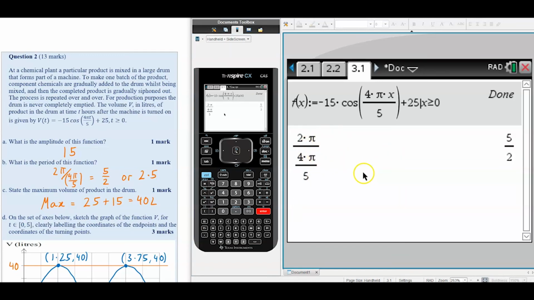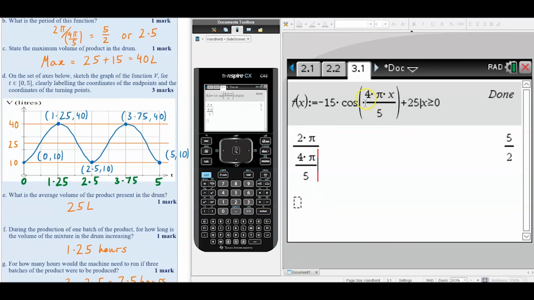Say the maximum volume of the product in the drum. So our maximum would be the amplitude plus our vertical translation, in this case 25. So 25 plus 15 is 40 litres, and we're going to see that in the graph in just a moment.